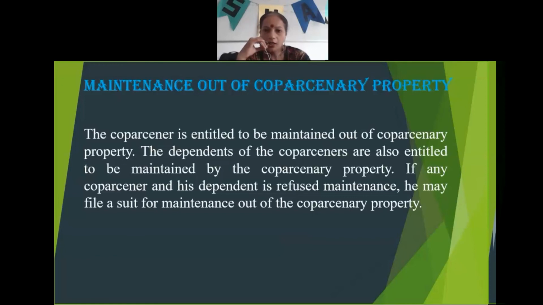This is the answer to the question which was asked yesterday, wherein it was asked that if the dependent is being refused maintenance, what would be the option? Then in that case, I have already mentioned in the last class that he may file a suit for maintenance out of the coparcenary property.